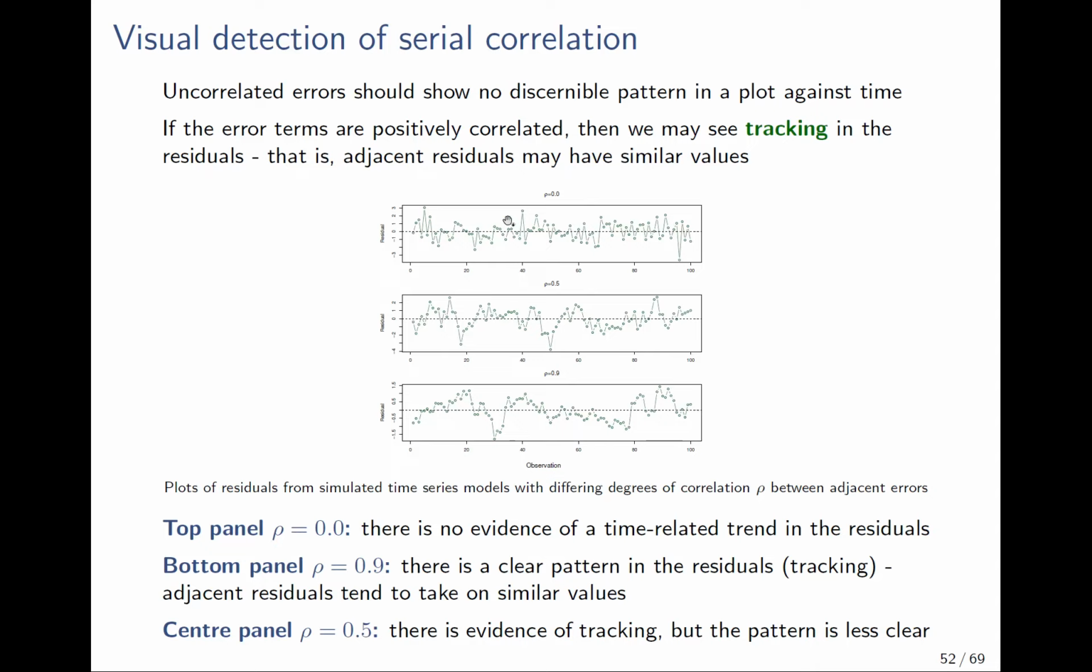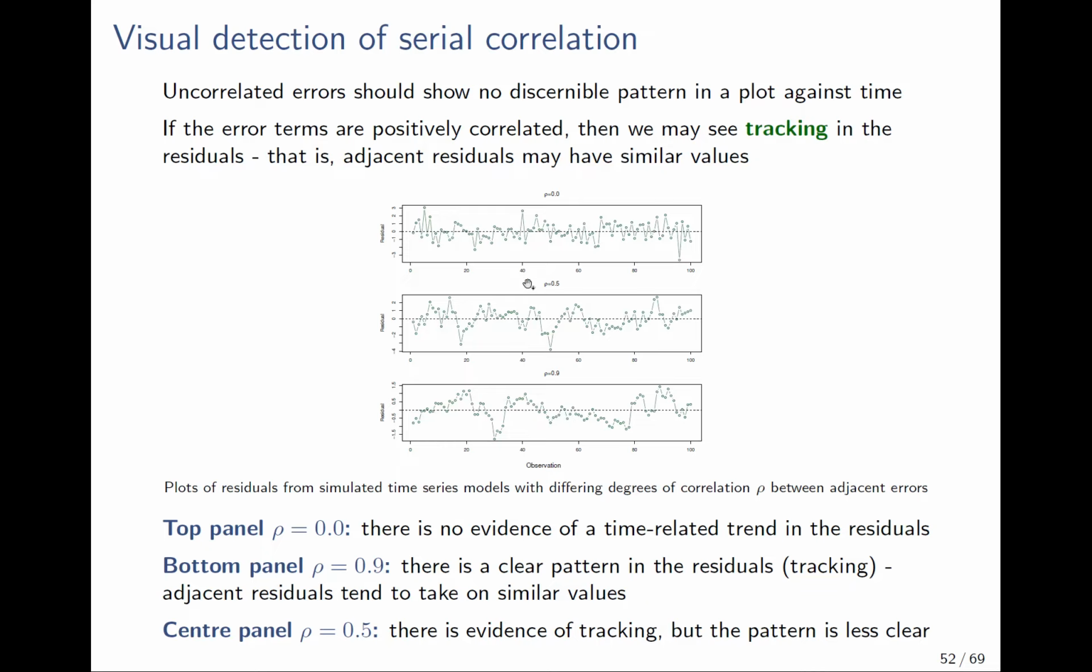In the top panel, rho is equal to 0, and that indicates there's no serial correlation. And you can see that because there's no evidence of any time-related trends. The residuals are moving up and down in a fairly random fashion. Let's now turn to the bottom panel, in which rho is equal to 0.9. So this has got heavy autocorrelation. And what you can see here, there's a very clear pattern of tracking. Runs of adjacent residuals are moving up or moving down together, indicating that there's a correlation structure in the residuals.